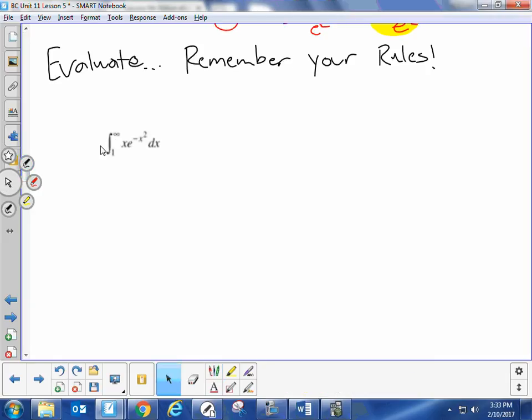Your turn. Let's see if this converges or diverges. If it converges, find the number that it converges to. Look at it. Think about it. What rule should I use to take this antiderivative?